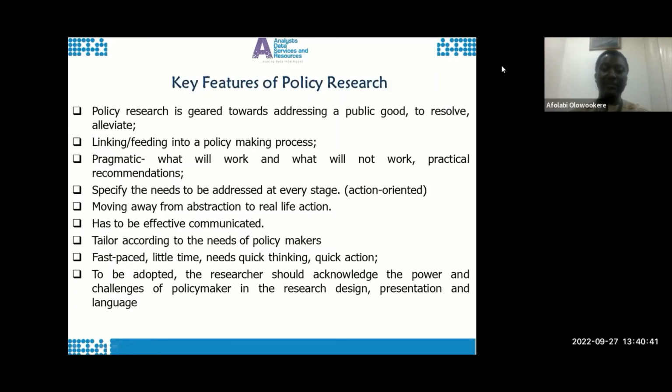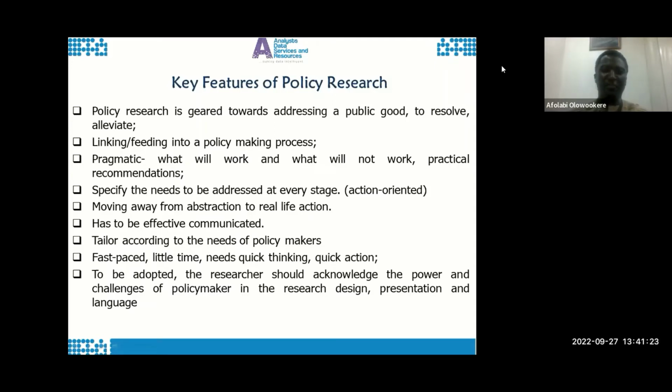It has to be effectively communicated. That is a very important point; I will mention that later. And it also has to be tailored according to the needs of the policymaker. Before a policymaker will actually listen to you, even when you do very interesting research, if it's not according to the need and expectation of the policymaker, regardless of how beautiful it is, it can still be on the shelf for another person to pick up in the future. But these days, where so much research is being published everywhere, it's possible for a good work to be lost in the crowd. They are fast-paced, there's little time, and it needs quick thinking and quick action.